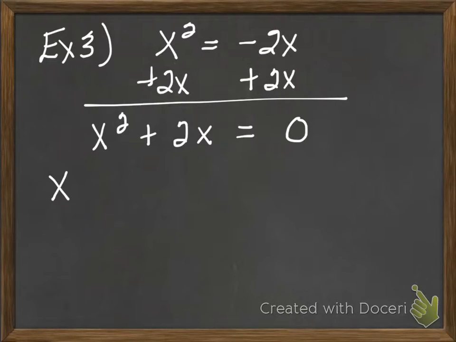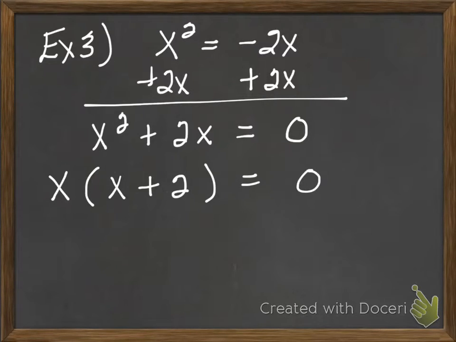Okay? So we're factoring out the GCF of x. X times what is x squared? X times what is 2x? Plus 2. So now we have our factors. One factor is just the x. The other factor is x plus 2.